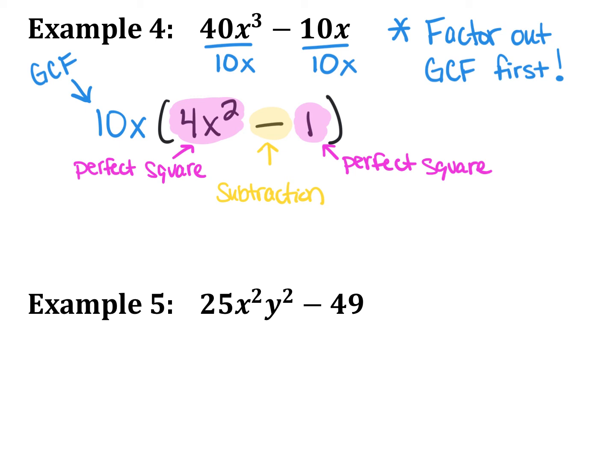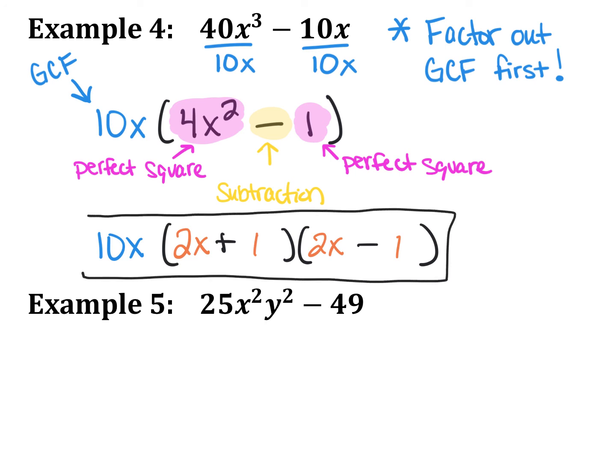Okay, so I'm going to keep in my answer, I'm going to keep that 10x from the beginning, but now I'm going to split up into my pattern where I'm going to make 1 plus, 1 minus, and I'm going to use that square root of 4x squared, which is 2x. I'm going to put that in the front spot. And then I'm going to use that square root of 1, which is 1. I'll put that in the second spot. So our final answer here actually includes 3 different factors. The first factor is the 10x out in front. The second factor is my 2x plus 1. And my final factor is 2x minus 1.